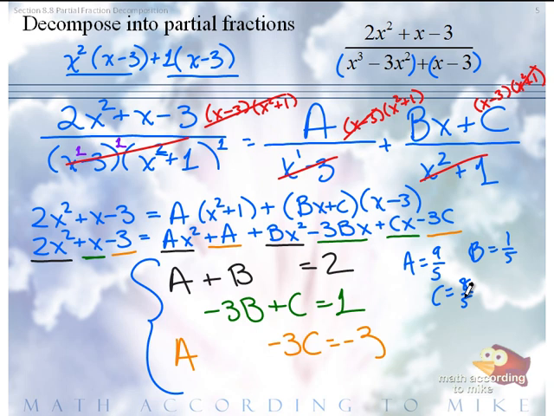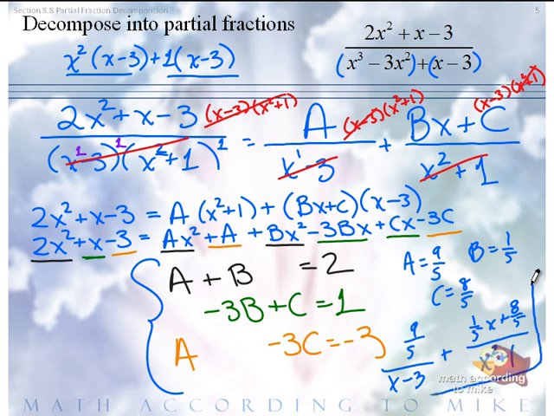So your final answer would be 9/5 over x minus 3 plus (1/5 x plus 8/5) over x squared plus 1. I know that looks crazy nuts with fractions in your fraction.